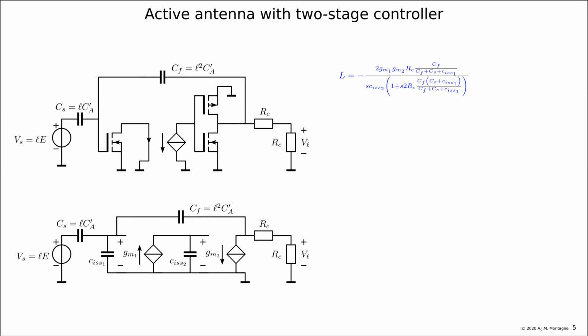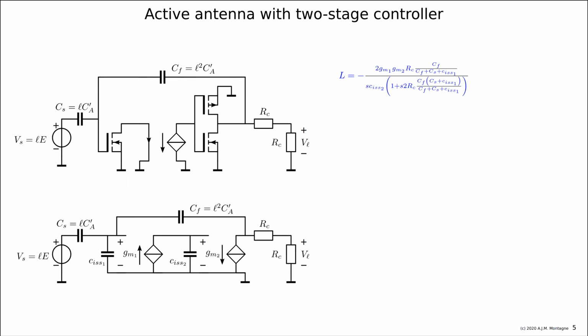There's 2RC, which is the load. RC stands for the characteristic resistance of the cable. So the two RCs in parallel is the load, and the gain in the whole stage is GM1 times GM2. And then there is a capacitive divider from the output to the input, and that's the factor that you find in the numerator, CF divided by the sum of all the capacitors.